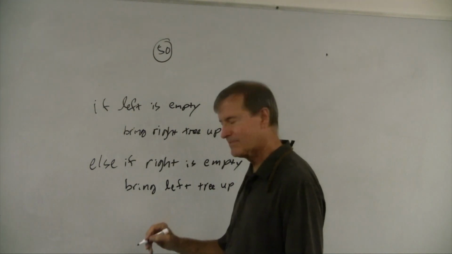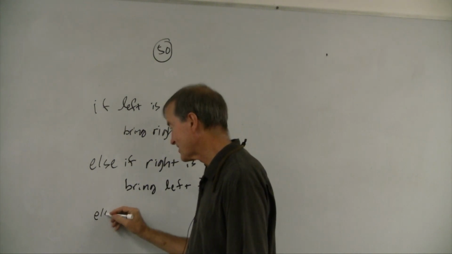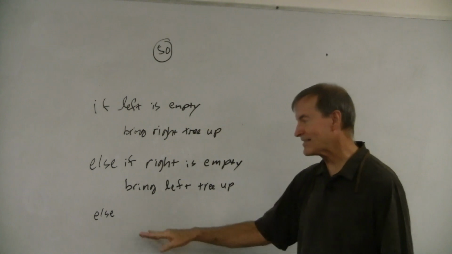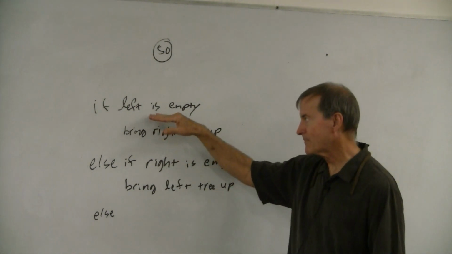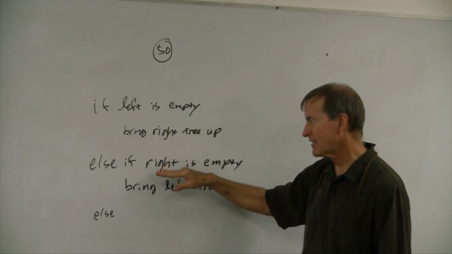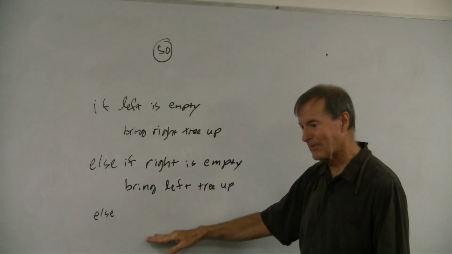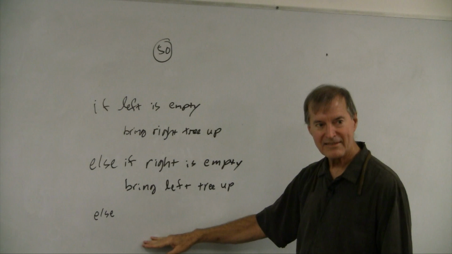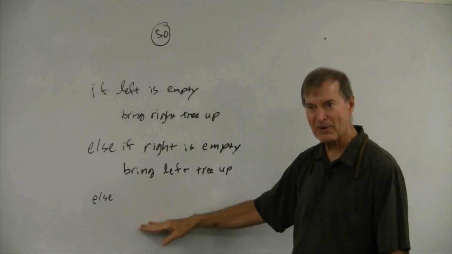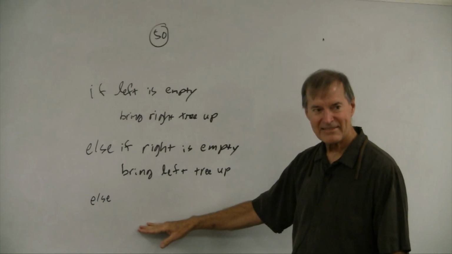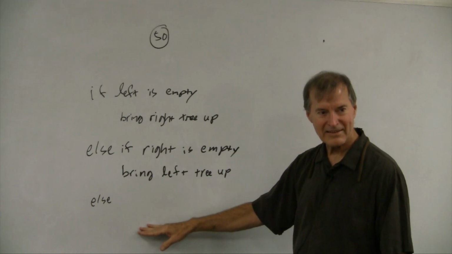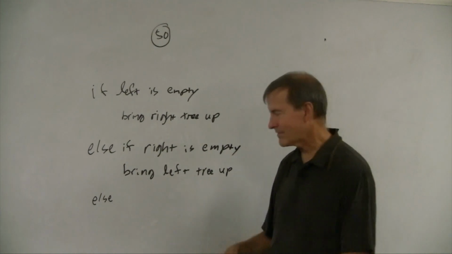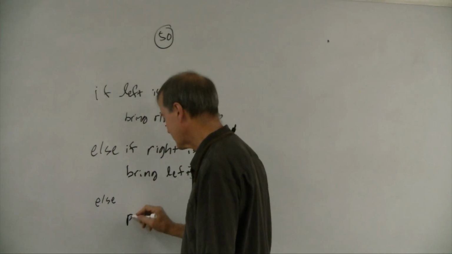Now watch this. Else, what do you know? The only way to get to this else is if this is false and this is false. So what do you know? You know that they are both empty. So here's where you implement your precondition violation. The else is the precondition violation.